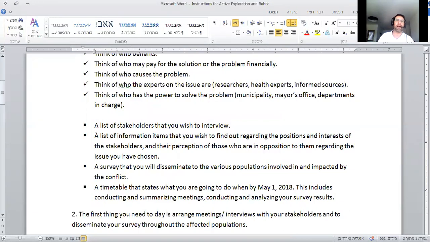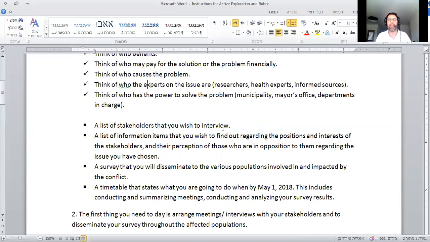And what you should also have by this time is a list of stakeholders that you wish to interview. Who are the stakeholders you decided to interview? You should have a minimum of 4 stakeholders. If it is a situation where there are two sides, you need to have 2 stakeholders on both sides.